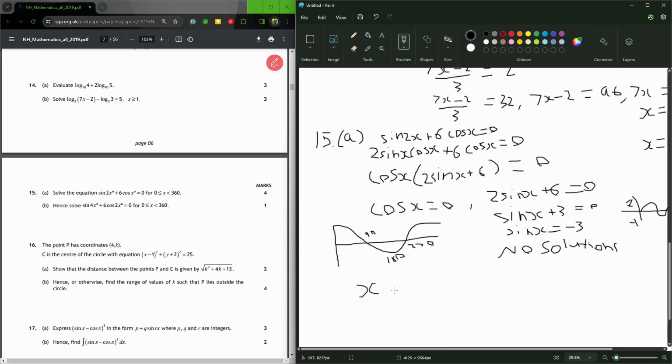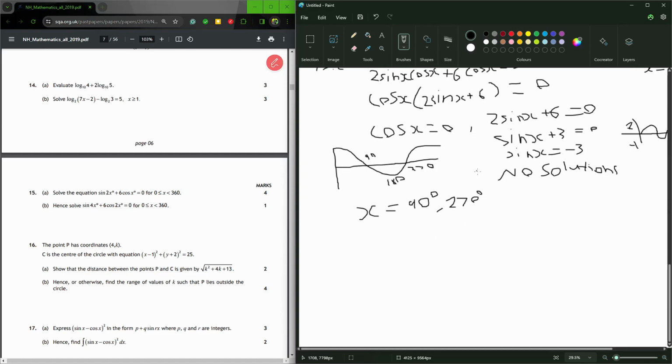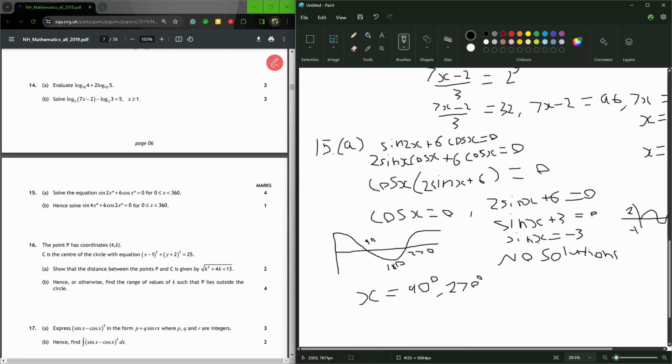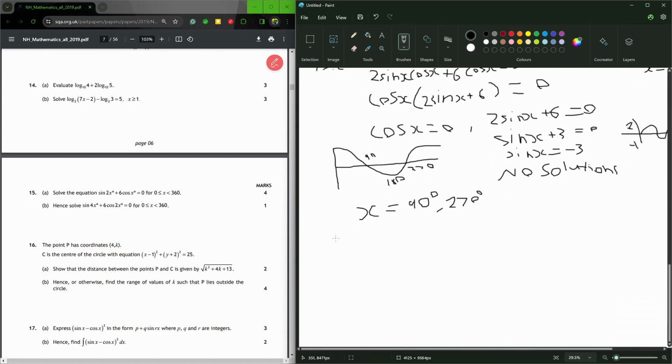So you can say x equals 90 degrees, 270. And there you go. That's your thing done. I spent hours on this. I just kept getting those solutions. I was a bit of a moron, wasn't I? But let's go and do B now.